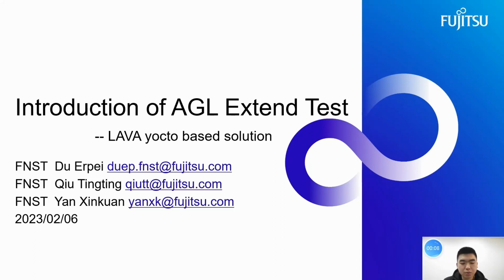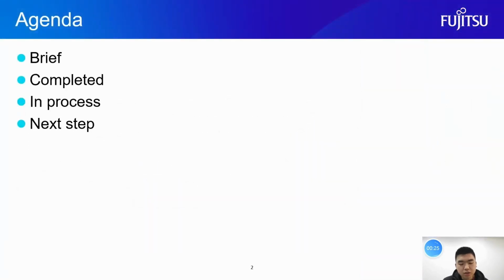As the speaker for the presentation today, please allow me to introduce you to the project developed by our team, an automated test solution based on Lava, which we named the AGL Extend Test. The process we're going to introduce is first, a brief overview of our automated testing solution, followed by some of the work we've done, some of the constructions we're still working on, and what we are going to do next step.